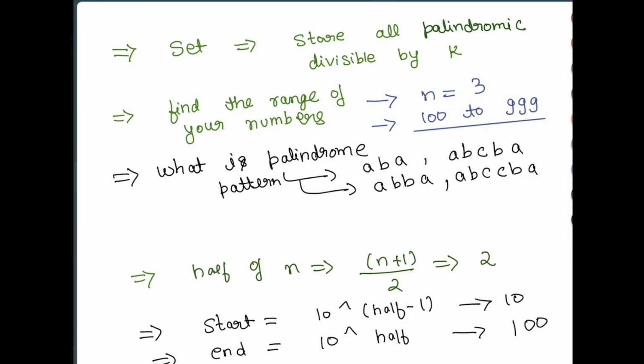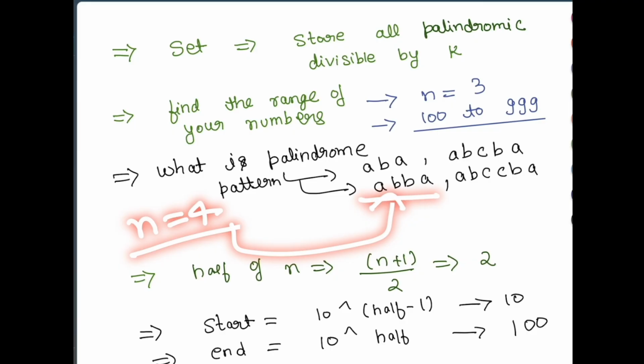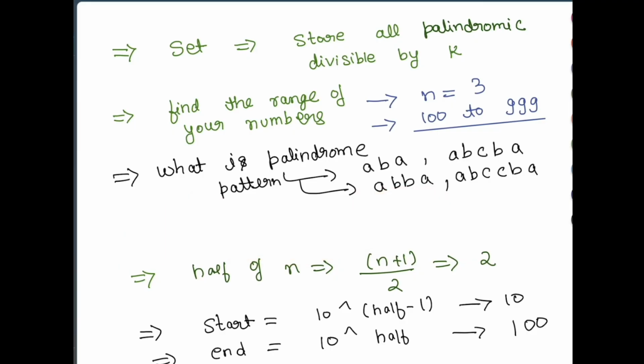Now let us focus on the definition of a palindromic number again. That is very important here, okay? If your n is odd, you have to form an odd length palindromic number, and if n is even, then in this case you will have to form a palindromic number which has an even number of digits. Now when the number of digits is odd, the pattern of a palindromic number looks like ABA or ABCBA. And if n is even, then the pattern will look like ABBA, ABCCBA.